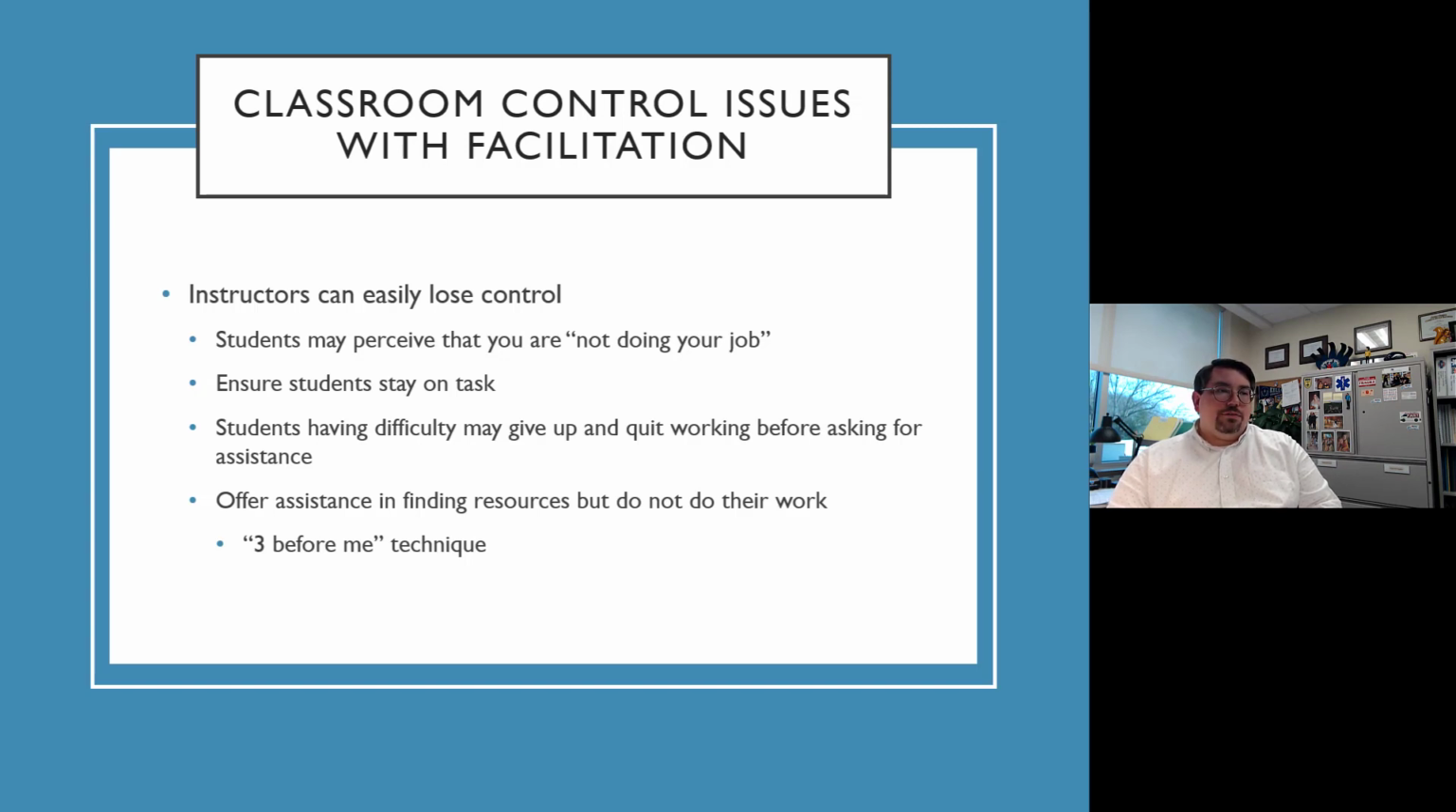Students having difficulty may give up and quit working before asking for assistance. That's where your role as a facilitator is to float around and see what you can do to remotivate that student, to get that student back on track. Offer assistance in finding resources, but don't do the work for them, right? Oh, I don't know how to do it. There's what's called the 3 before me technique, and that is you have to find 3 answers before you come to me. You have to try 3 ways of solving.